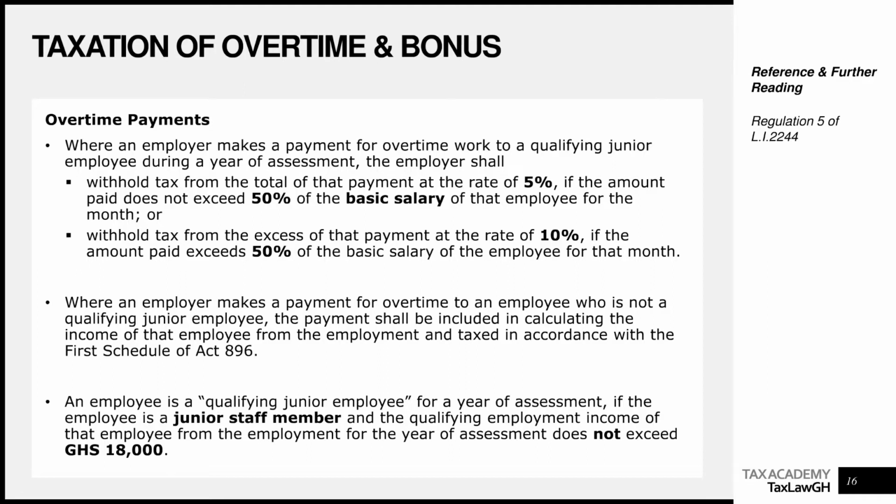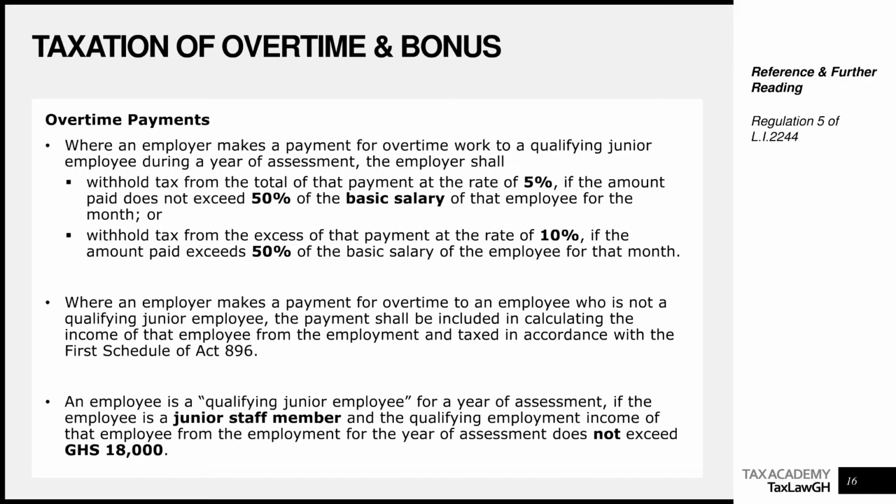So we are saying here, let me give you the same numbers. So an employee still has a basic salary of 100 cedis. 50% of 100 cedis is 50 cedis. This time, instead of 20 cedis overtime, the employer paid the employee, let's say, 70 cedis as overtime. What the law is saying is that you withhold tax from the excess at 10%. So what it means is the first 50% will attract withholding tax at 5%. Then the extra will attract tax at 10%.